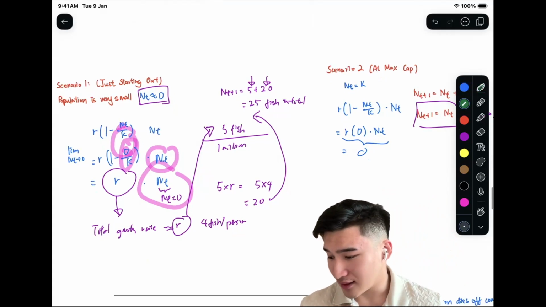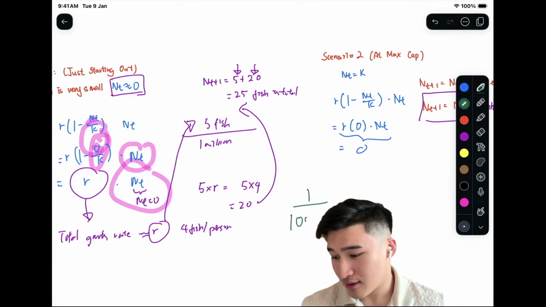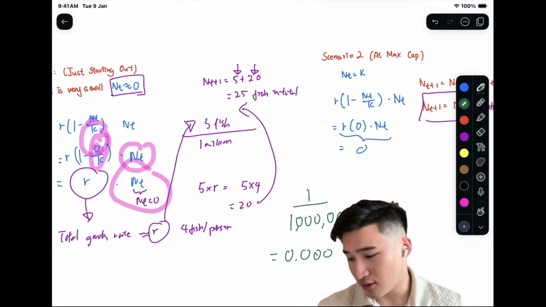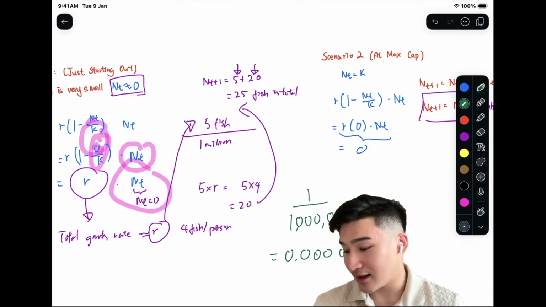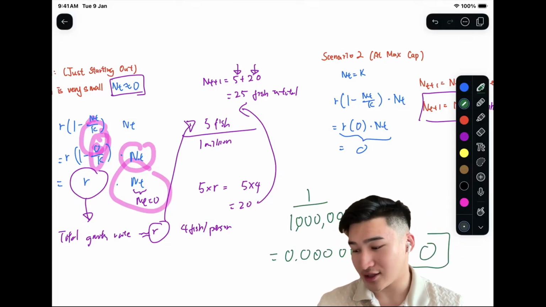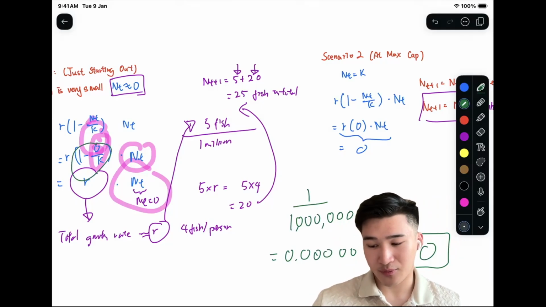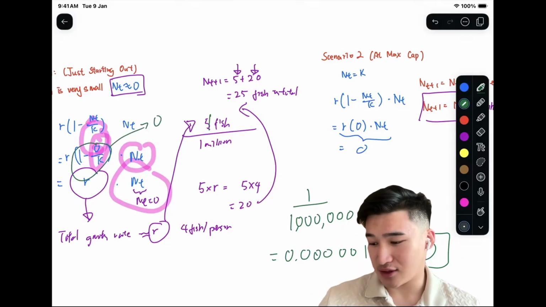So imagine something like this. You have something like 1 over 1 million. Then it's basically just 0.0000001, something like that. That is the reason why I'm taking the fraction itself as 0, but N_t itself is not 0. It's just 5 fish here.